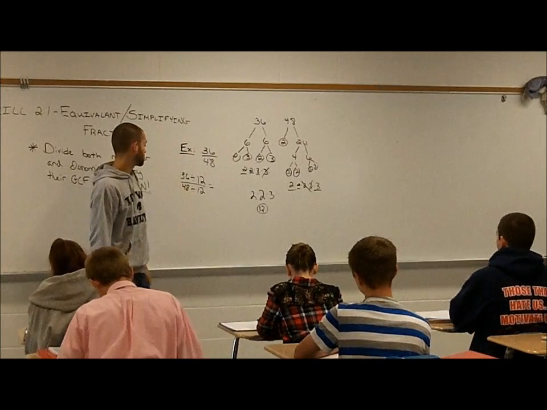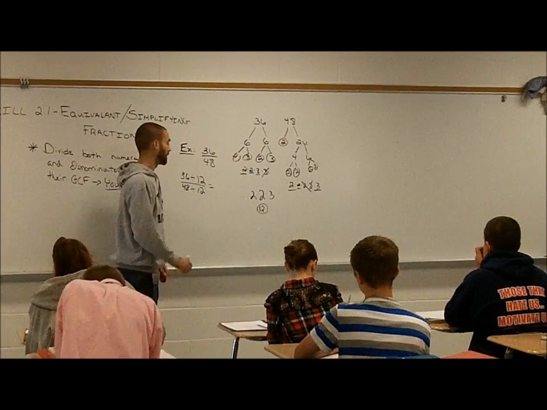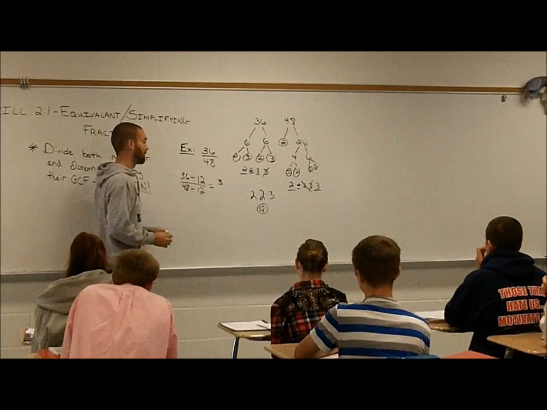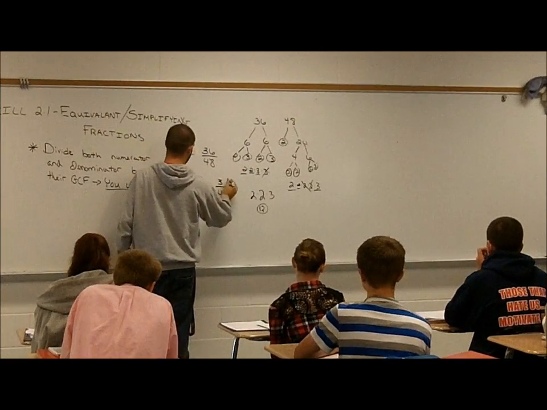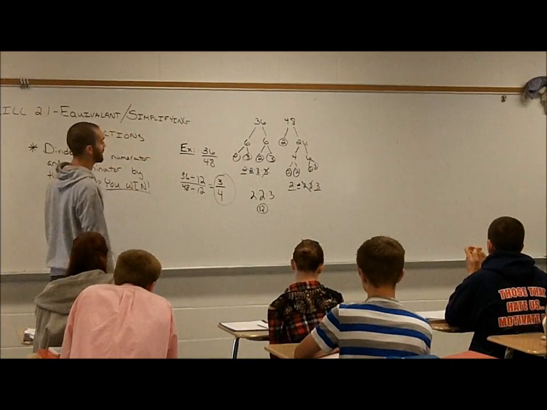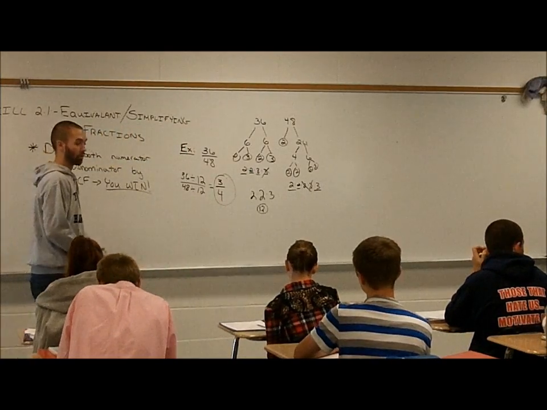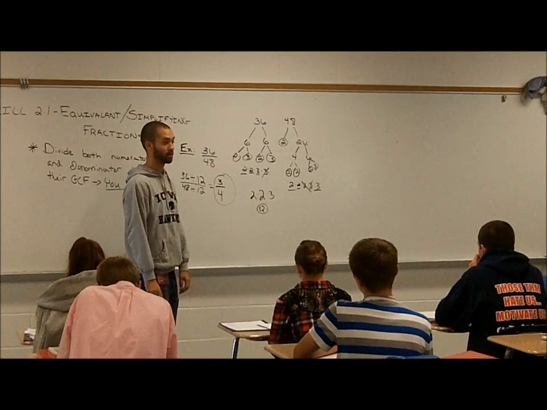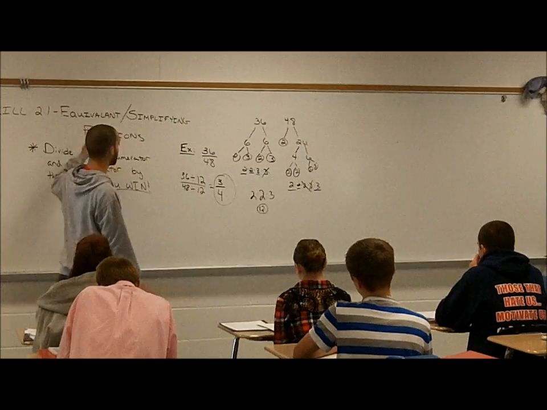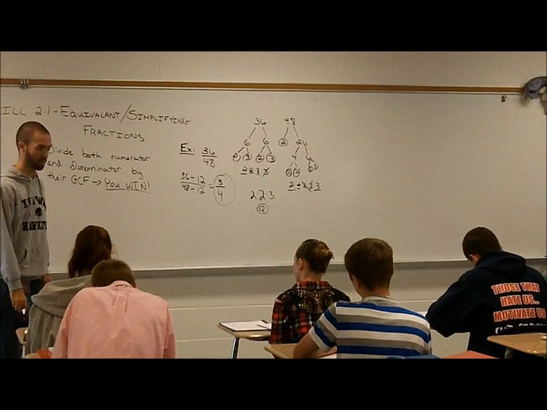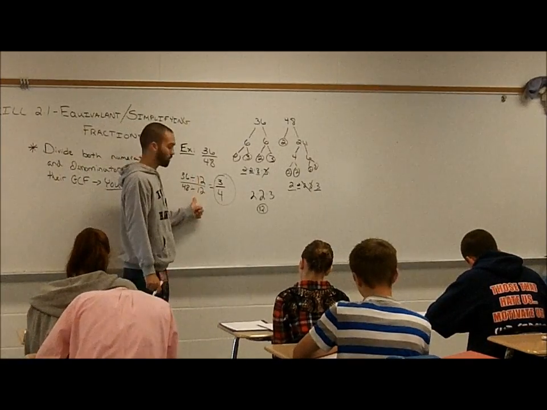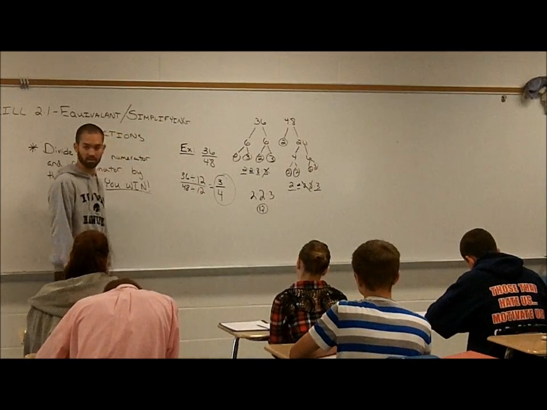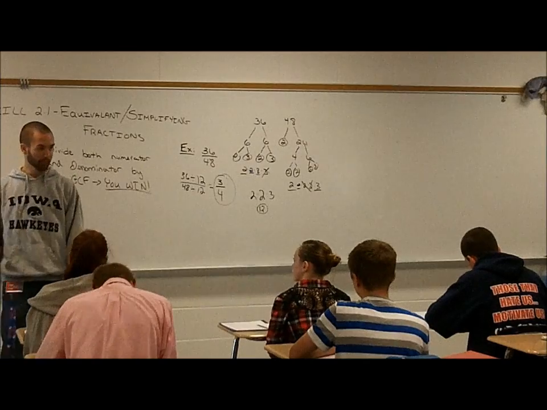So, what's 36 divided by 12? 3. What's 48 divided by 12? 4. There's our reduced fraction. So what's true about 36/48ths and 3/4? Those are equivalent. Those are the same fractions, because we divided both top and bottom, just like yesterday when we multiplied both top and bottom. They're the same thing.